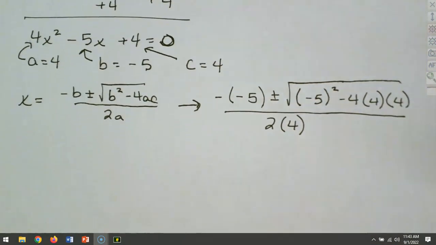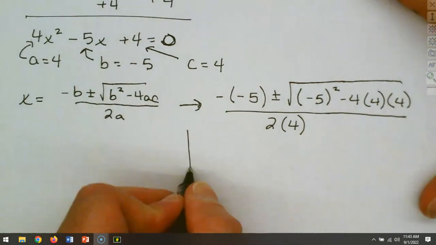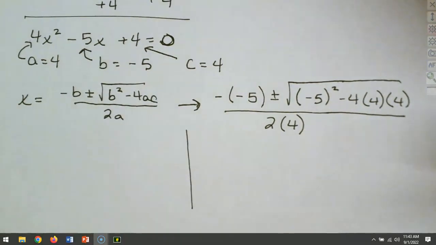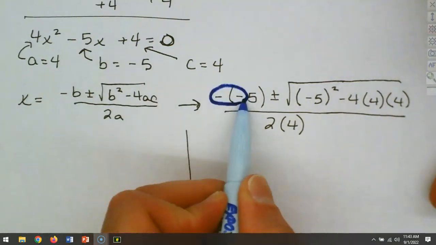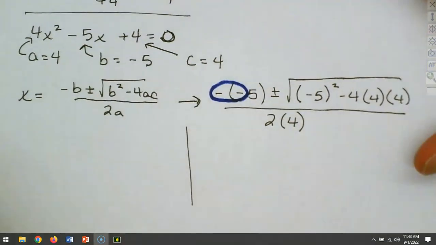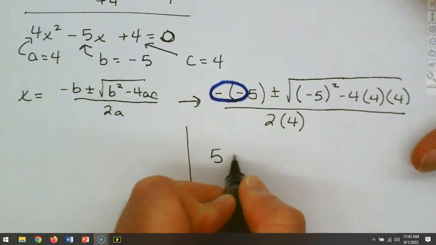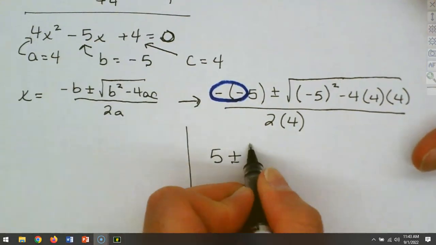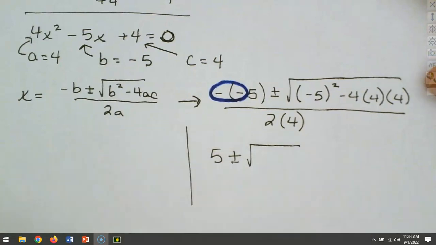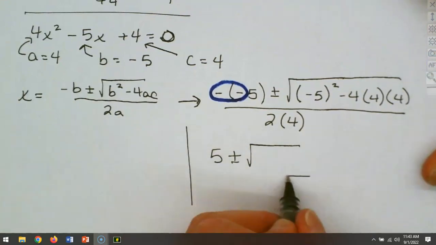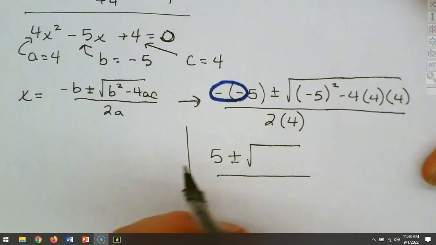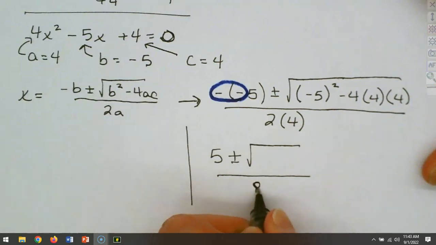Now, I like to do everything in small pieces so we're less likely to make a mistake. So what I'm going to do is go ahead and work with the signs. So we know the double negative here. That double negative makes that a positive 5. Then we've got our plus or minus. We've got our square root. We're just going to leave the square root there. In the denominator, what do we have? 2 times 4, that's an 8.